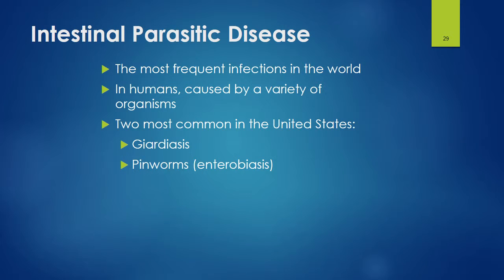Intestinal parasitic diseases are the most frequent infections in the world. In humans, they are caused by a variety of organisms. The two most common in the United States are giardiasis, which is caused by a protozoa, and pinworms, or enterobiasis, which is caused by a nematode.